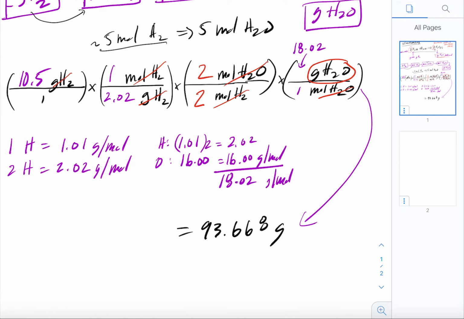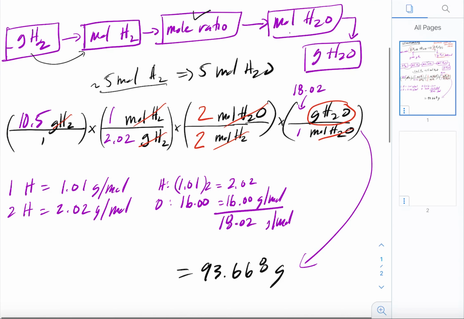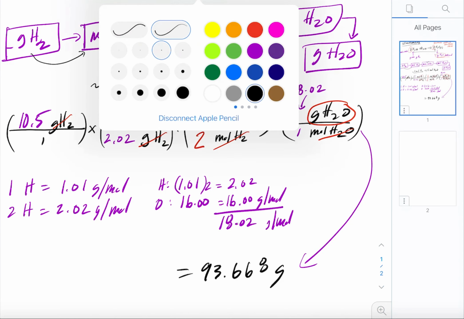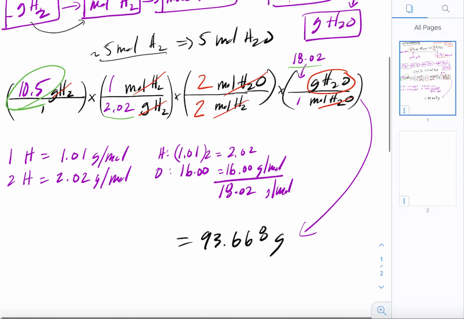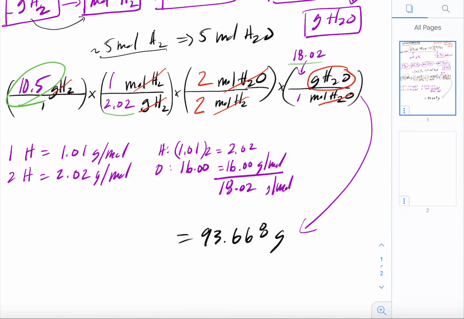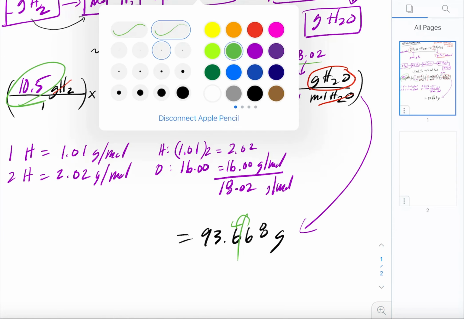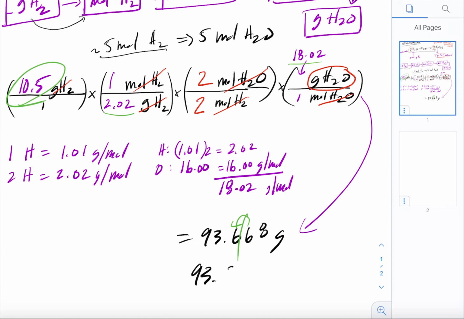So I feel good with that. And then we're going to account for sig figs. We have the 3 sig figs from the 10.5. So we're going to round in between the 2 6s for 3 significant figures, shown in green. Showing again, those don't count. And we should have the 6 will round up, so we get 93.7.